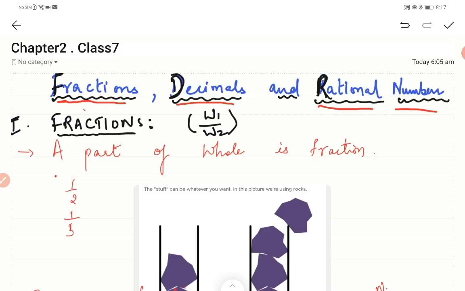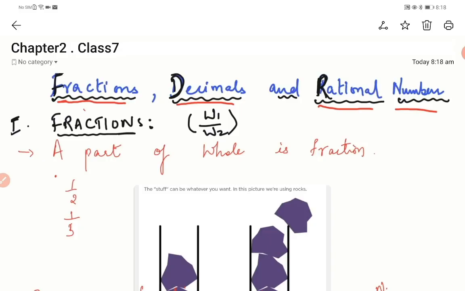All right. Already you have studied about fractions in your class 6. I hope you have the idea about this before and you remember those things. Anyways, we are going to just recall all those things which you have studied in the 6th class related to fractions, and then move on to decimals and rational numbers. So what are fractions? What do you understand by the fraction?